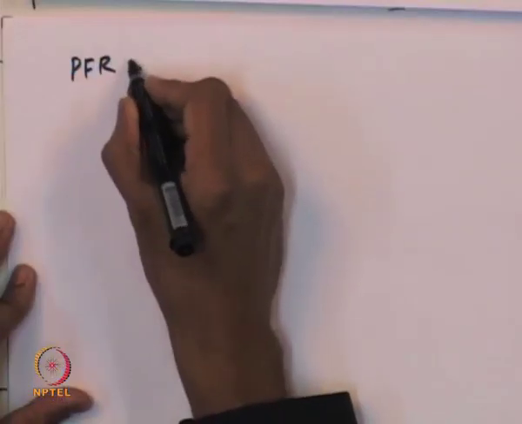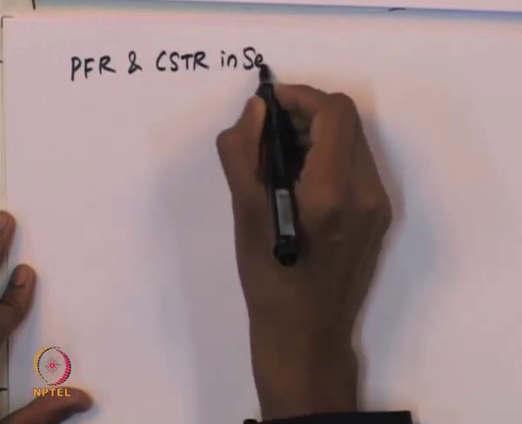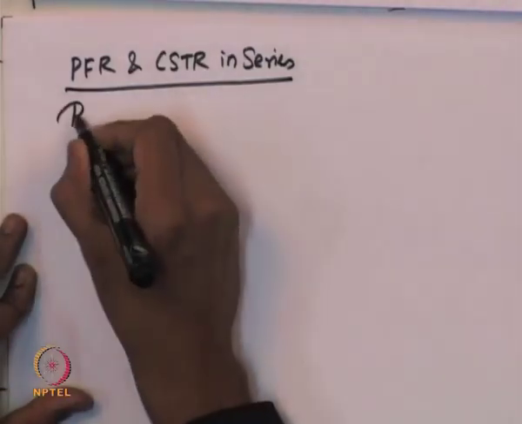Now let us look at the combination of reactors. We observed earlier that the RTD function is used to model real reactors as a combination of ideal reactors. Let us take a very simple example of a combination of two ideal reactors. Let us consider the plug flow reactor and CSTR in series. So, what will be the RTD function for this case?